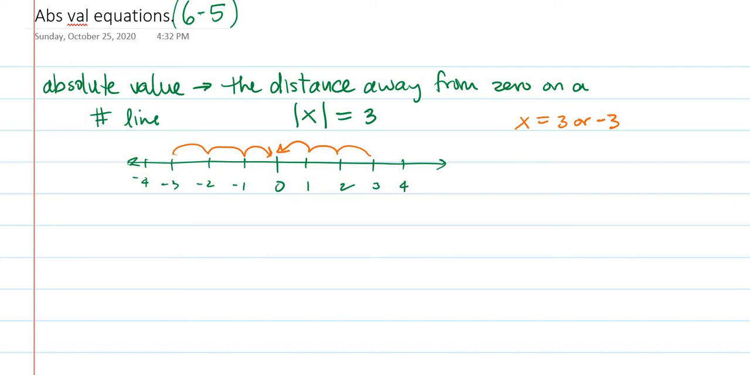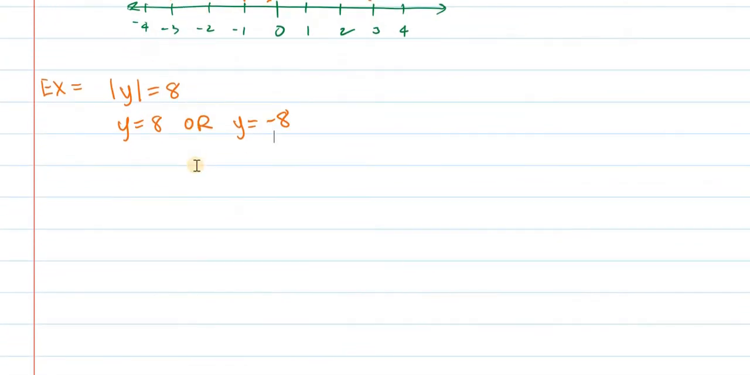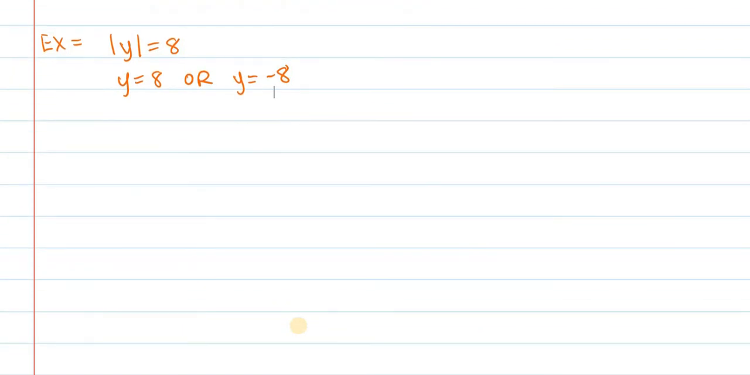So when we start with the most basic absolute value equations, where the absolute value is all alone, for example, absolute value of y is equal to 8, we know that y is going to be equal to 8, or y is going to be equal to negative 8. So we'll take that pattern and expand it for any time we have equations that contain more steps.